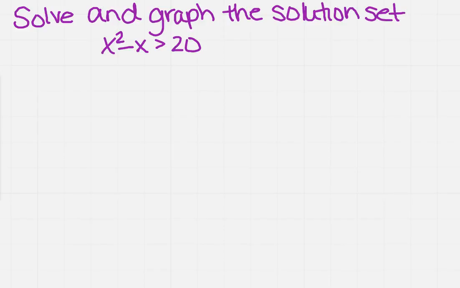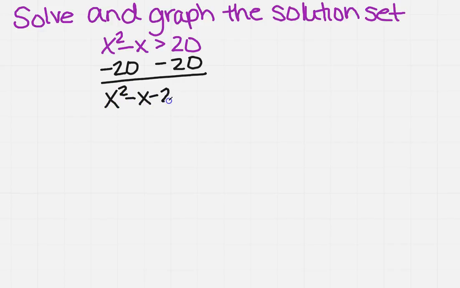So we've been looking at how to solve polynomial equations. And as you notice, this one we're going to solve and graph the solution set. So now this is different. And how do I know it's a solution set? Well, because I've got a greater than 20. So to solve polynomial inequalities, I need to have f of x greater than 0, or greater than or equal to 0, or less than or equal to 0, or less than 0. So to get this to be 0 on the right side, I need to subtract 20 from both sides. And when I do that, I get x squared minus x minus 20 is greater than 0.